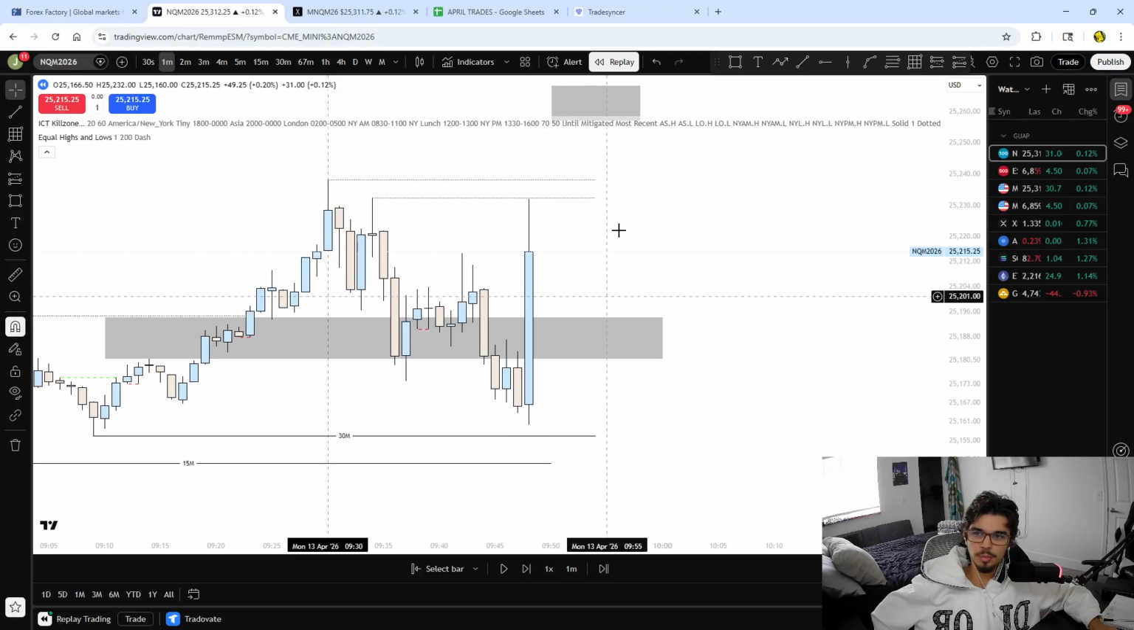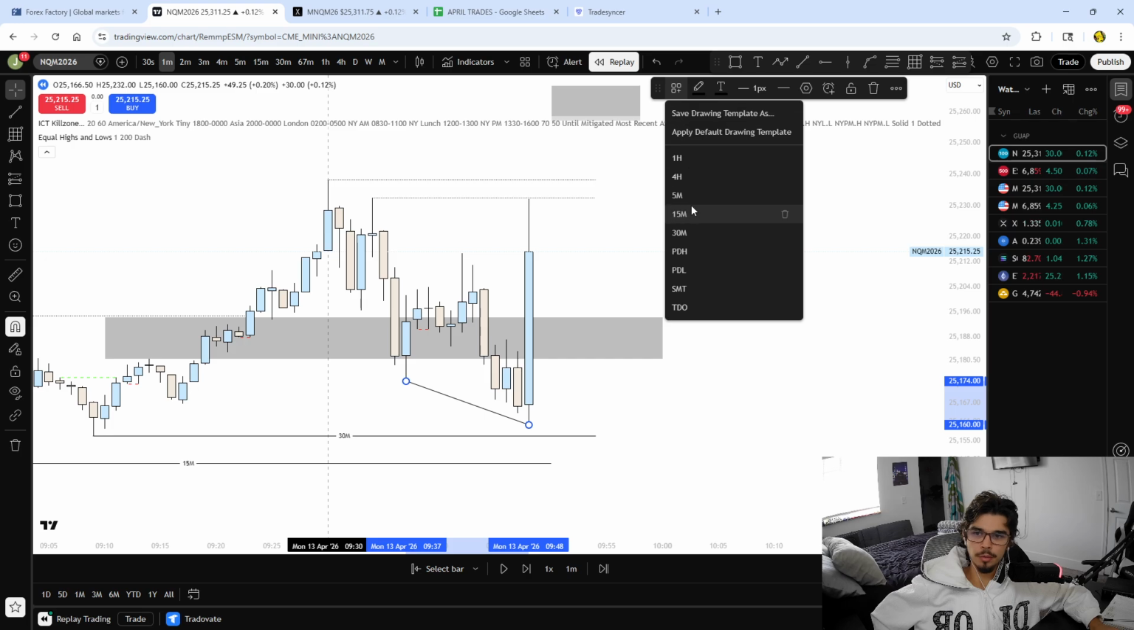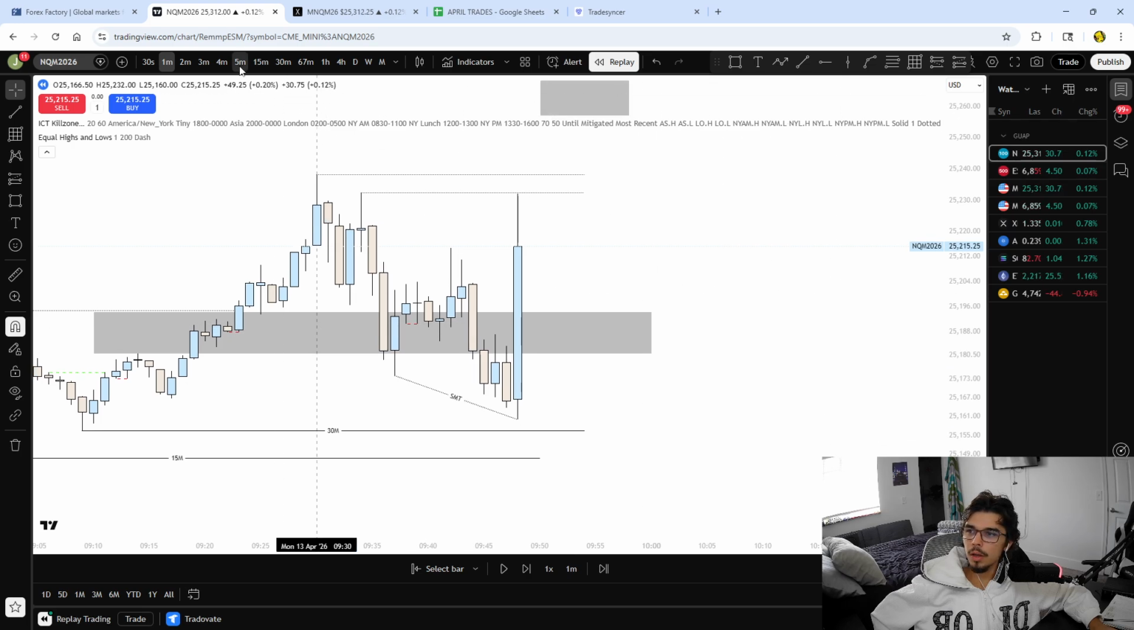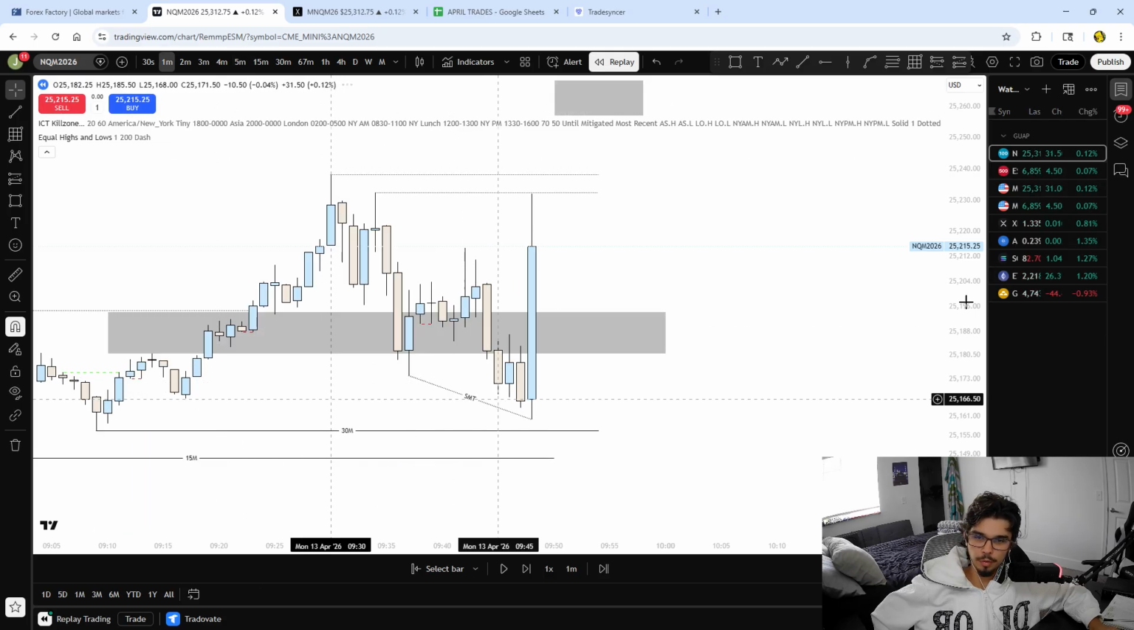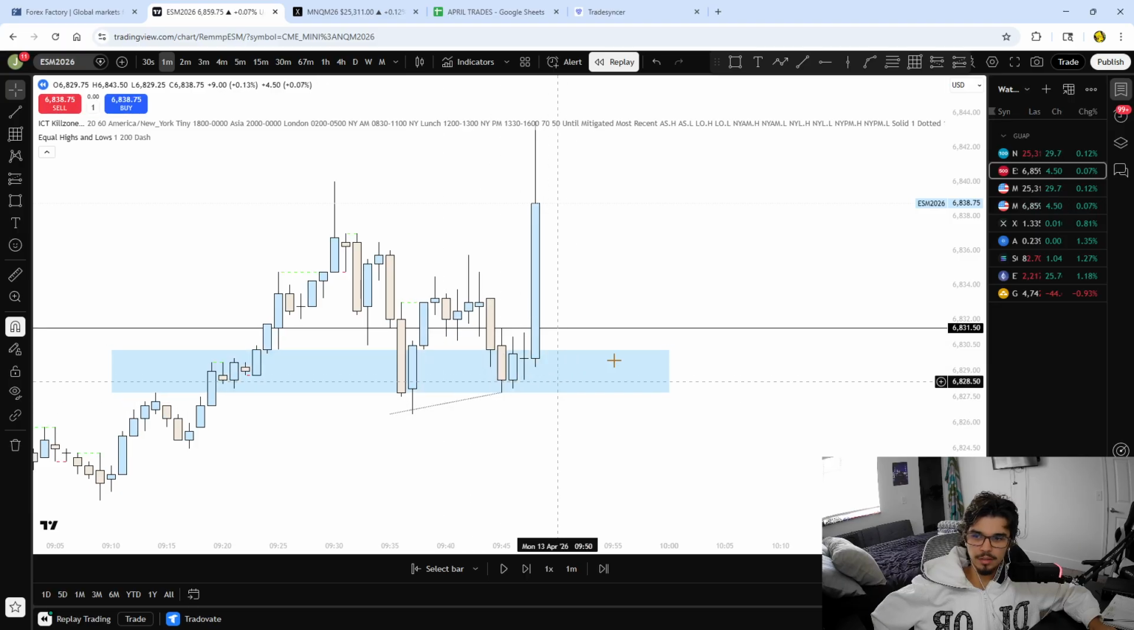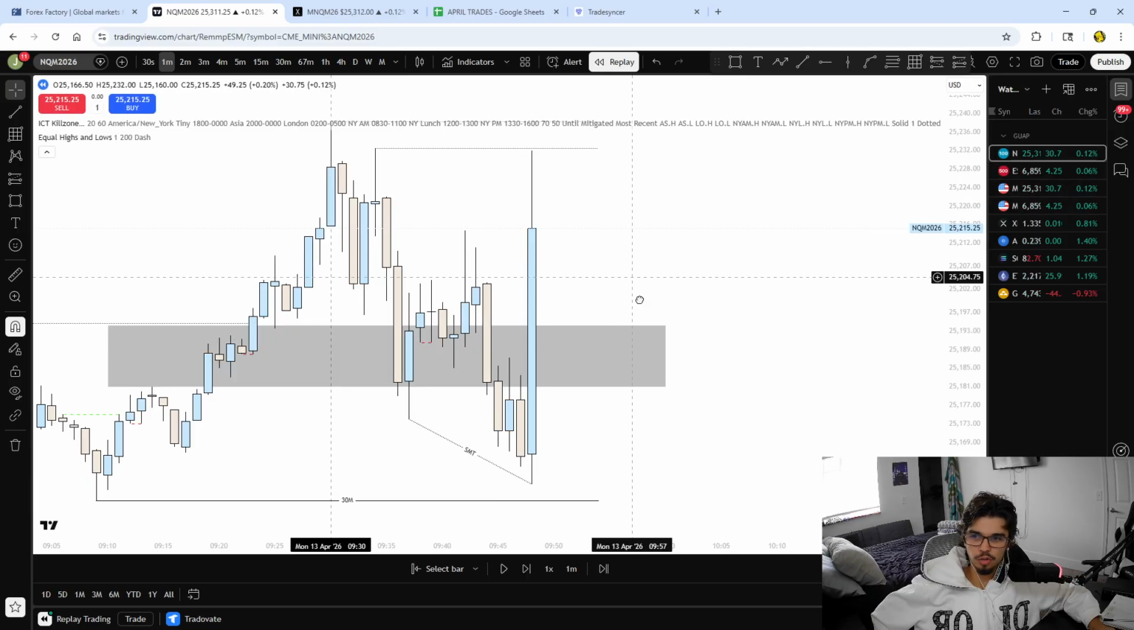But we ended up getting extreme displacement, and the thing I missed most was we had an SMT at this low right here, and we were still holding that 5-minute fair value gap. So we actually never closed beneath this 5-minute. Okay, we created an SMT. If you come over to ES, clearly ES did not take that out. And then we ended up getting the strong displacement.